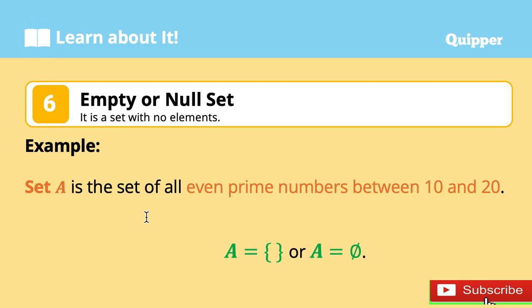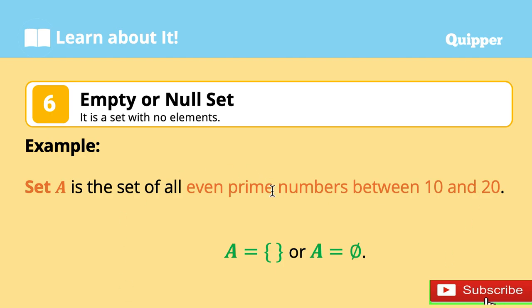Next, we have the empty or null set. It is a set with no elements. For example, set A is the set of all even prime numbers between 10 and 20. Set A is an empty or null set because there are no even prime numbers between 10 and 20. The only even prime number is 2, and that is less than 10.